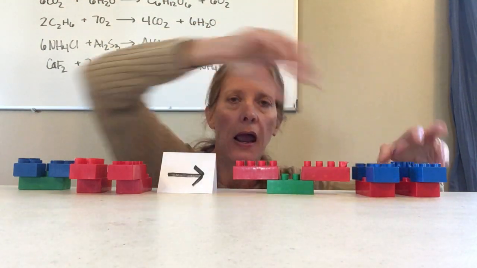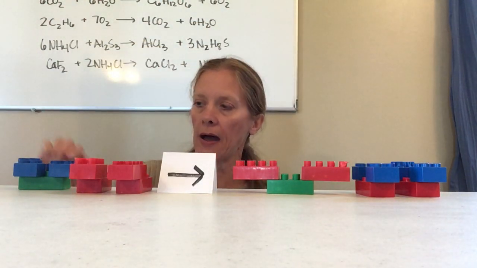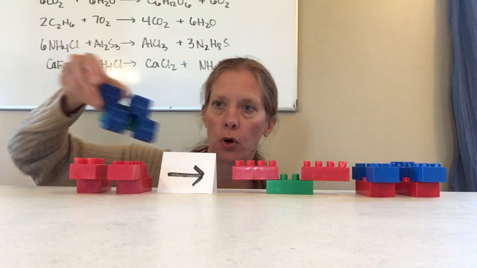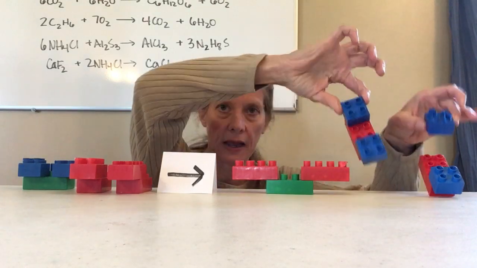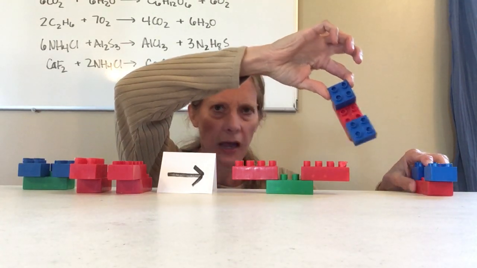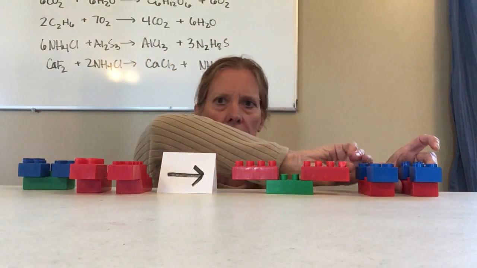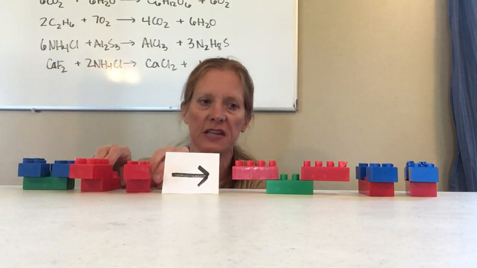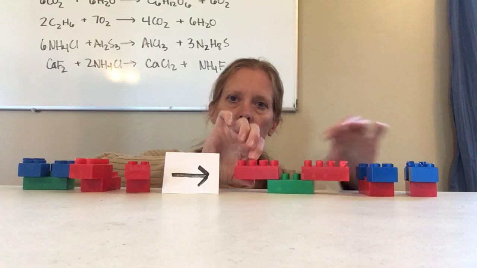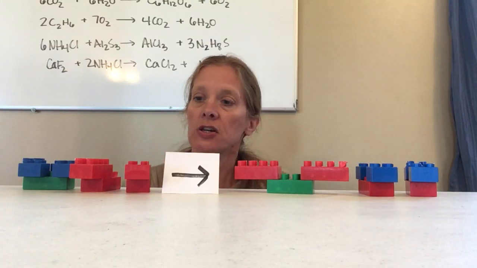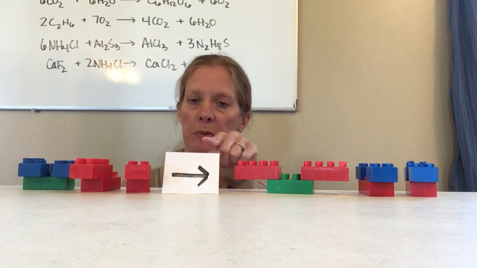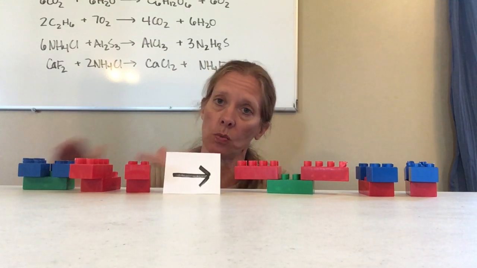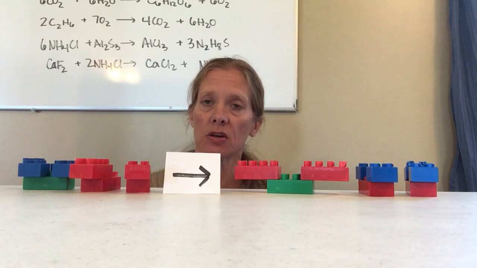When I do that, I now have one green one, one carbon, on each side. I have four blue ones on this side and four blue ones on this side, and then I have four red ones, four oxygens, on this side, and I have four red ones on this side. So you can see now that everything is balanced, because this arrow almost acts like an equal sign, and what's on one side has to be the same as what's on the other side.